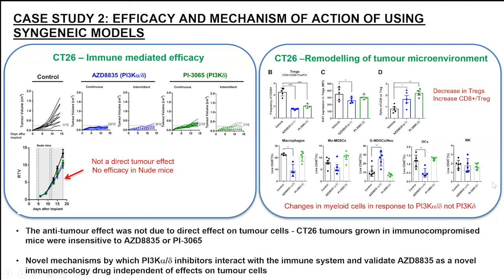Along the bottom are impact on some myeloid cell types, and we see changes in response to alpha delta and not the delta inhibitor. So by profiling in the SYNGENEIC models, we were able to explore a different hypothesis for 8835, showing the interaction with the immune system, and validate 8835 as a novel immuno-oncology drug that's independent of its effects on tumour cells.